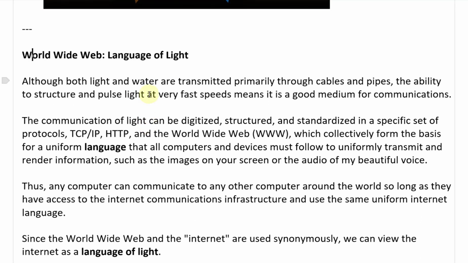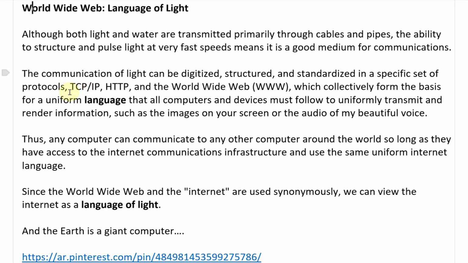Although both light and water are transmitted primarily through cables and pipes, the ability to structure and pulse light at very fast speeds means it is a good medium for communications. The communication of light can be digitized, structured, and standardized in a specific set of protocols, mainly known as TCP/IP, HTTP, and the World Wide Web, or the WWW, which collectively form the basis for a uniform language that all computers and devices must follow to uniformly transmit and render information, such as the images on your screen or the audio of my beautiful voice.